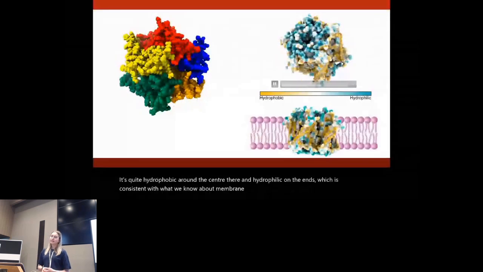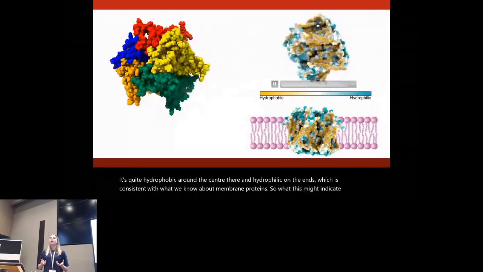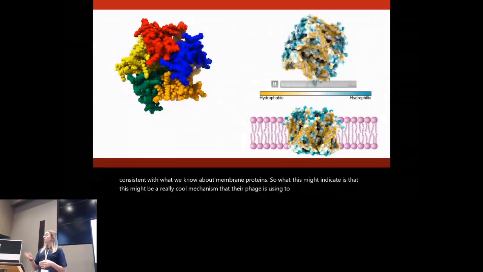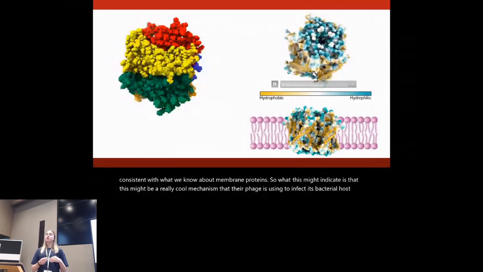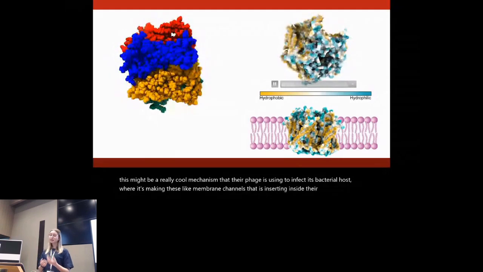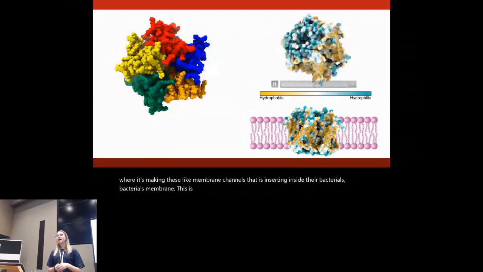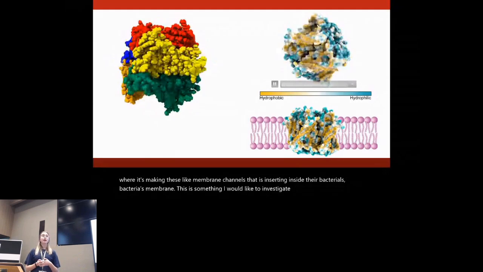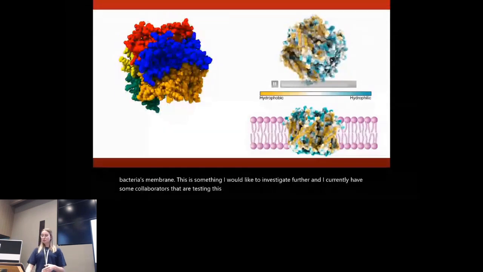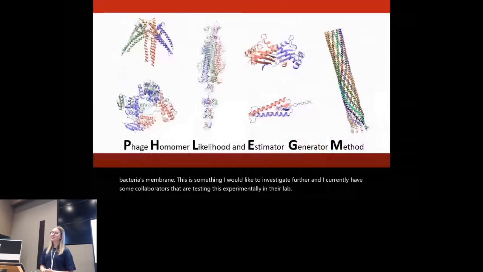So what this might indicate is that this might be a really cool mechanism that the phage is using to infect its bacterial host, where it's making these membrane channels that it's inserting inside the bacteria's membrane. This is something I would like to investigate further, and I currently have some collaborators that are testing this experimentally in their lab.